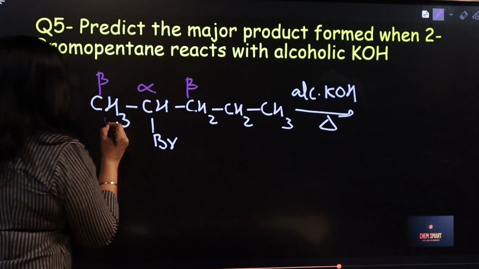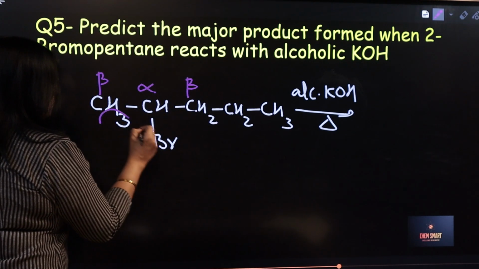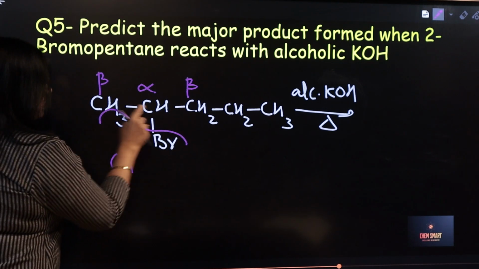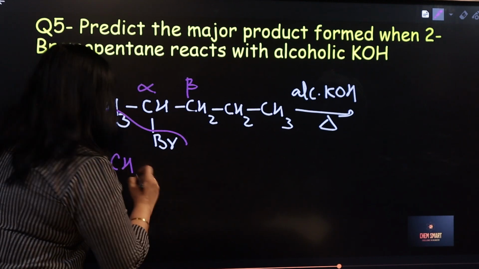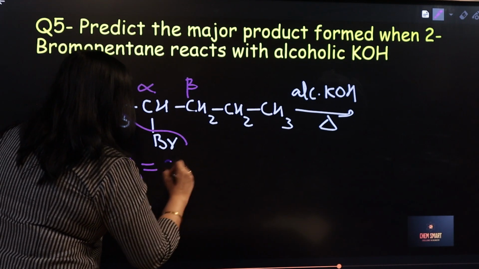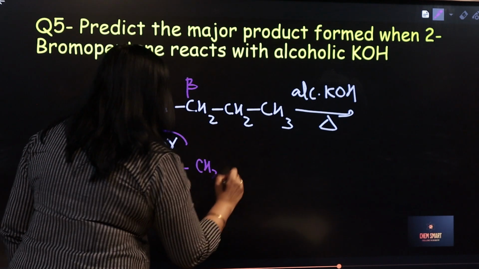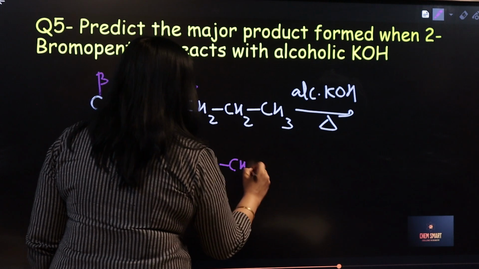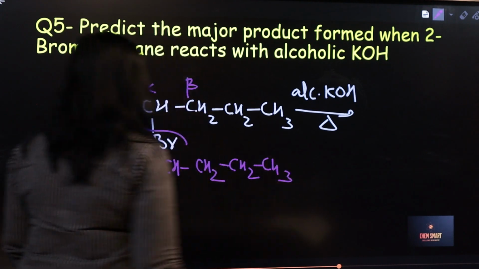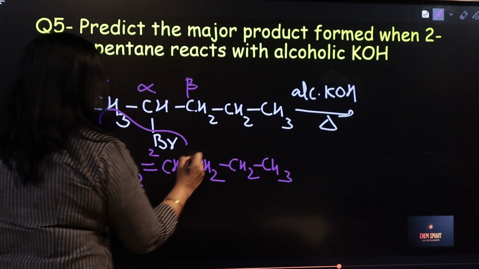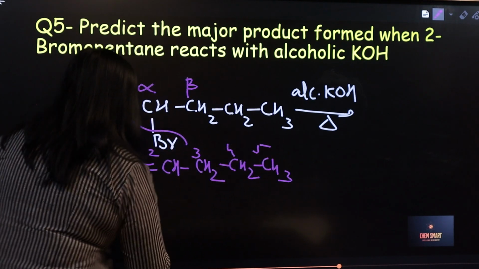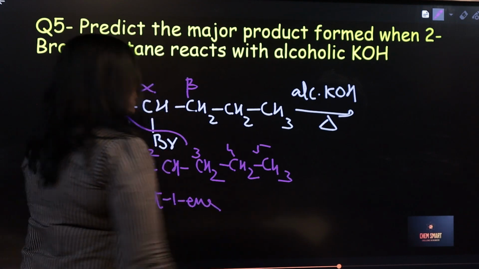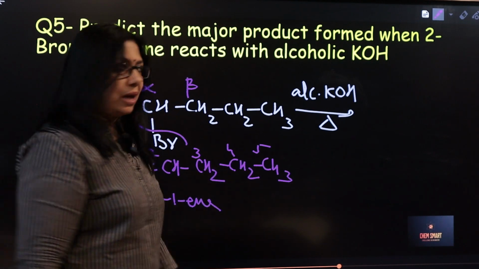Suppose this beta hydrogen is eliminated with this alpha halogen. What will you get? Then the double bond will be between this alpha and beta, right? So we'll be getting CH2, double bond CH, then CH2, then CH2, CH3. So this will be 1, 2, 3, 4, 5. It will be pent-1-ene. This is the product if this elimination is happening.